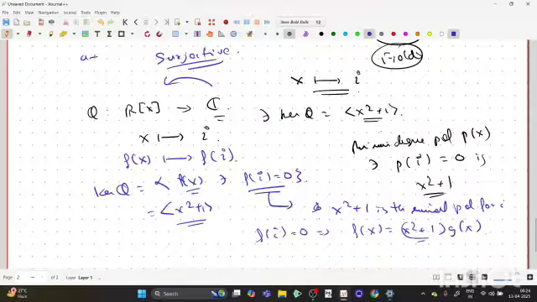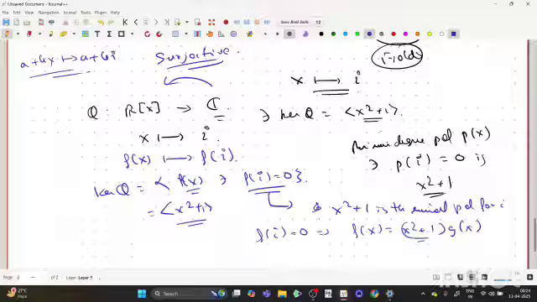Because if you choose any element of the form a plus bi, then this will have the pre-image a plus bx, right? So this map is in fact surjective, and once we study the first isomorphism theorem, it will be made clear why these exist. And we are going to prove that now itself.